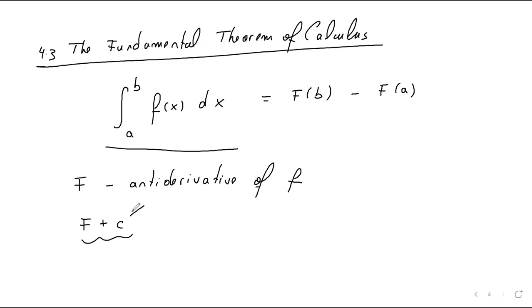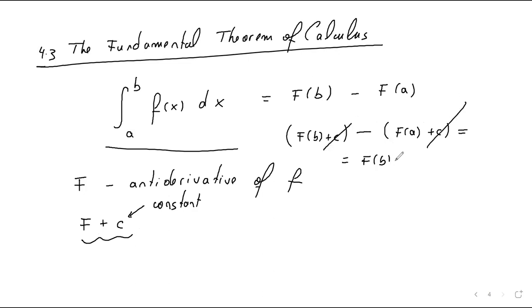Yes, c is a constant, by the way. So if you evaluate this function at lowercase b, then you will get F of b plus lowercase c, minus, and then if you evaluate it at a, you would get F of a plus lowercase c. And when you subtract these two, you will see that the c's cancel out, so you still get F of b minus F of a, the one you had earlier.